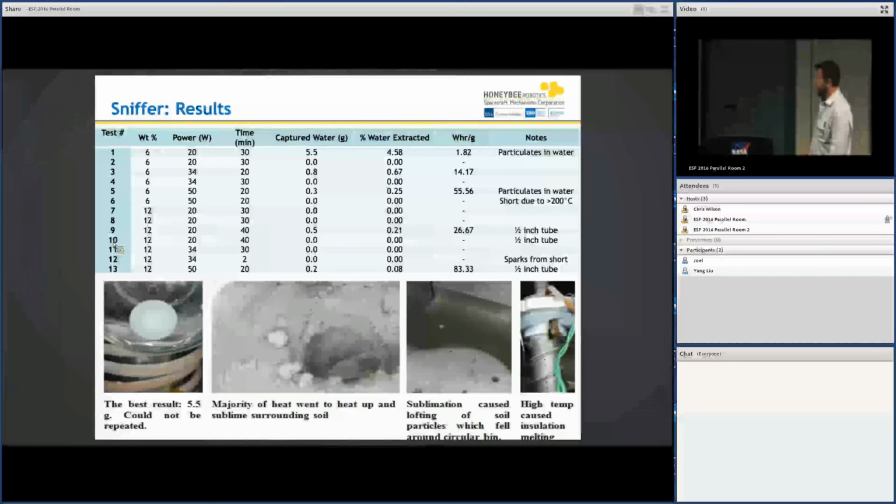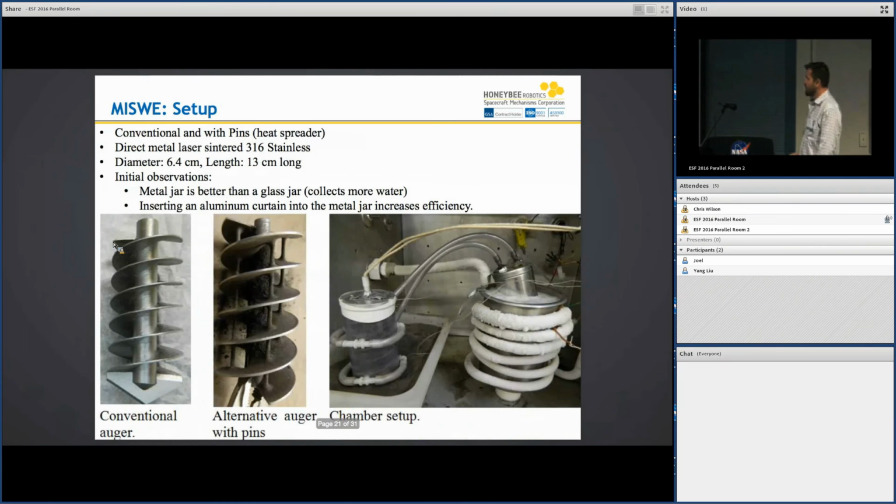What we found is what we expected. The soil on the outside heats up, sublimes, and blows the regolith out of the way, and the regolith essentially drops on the outside. So the water vapor doesn't actually go inside the sniffer. It escapes on the outside, essentially. We couldn't get much. This is the setup for a MISWI. We had one design with just plain augers, another design with sort of heat spreaders with these spikes. The issue with, I have 2 minutes.